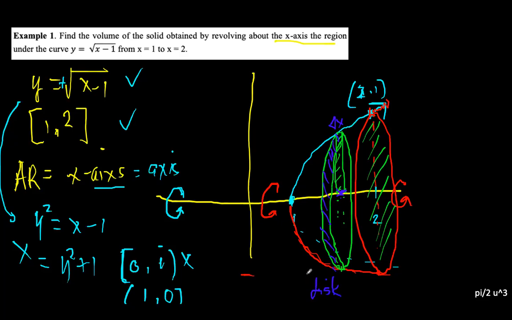Kaya siya class sinabing slicing or slices, disk, and washer. Okay? Pag sinabing disk, wala siyang hole. Walang butas. Okay. Ganyan. So, na-imagine nyo class, circle to, di ba? Actually, it's not a circle. It's a cylinder. A very thin cylinder. Okay?